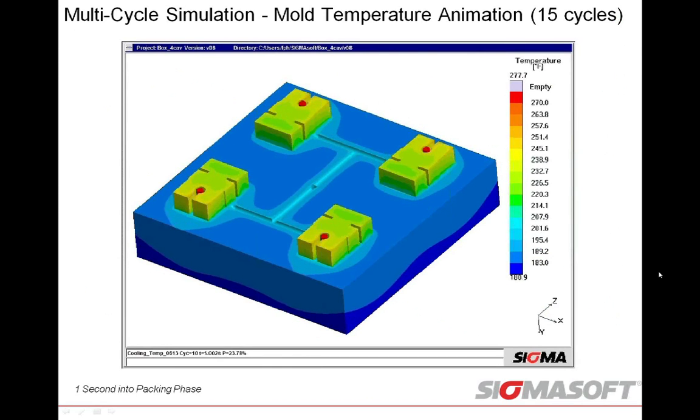You can see that most of the change occurs within the first 8, 9, 10 cycles. And then after that, we don't see such a drastic change.